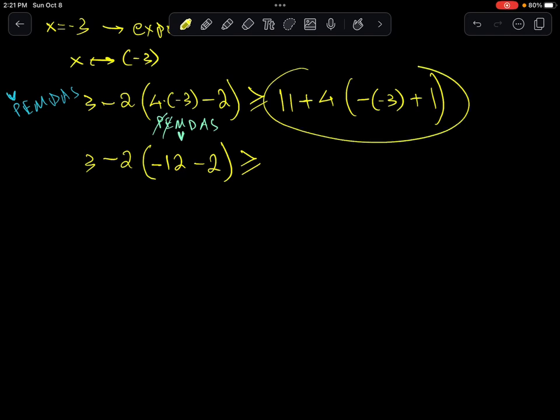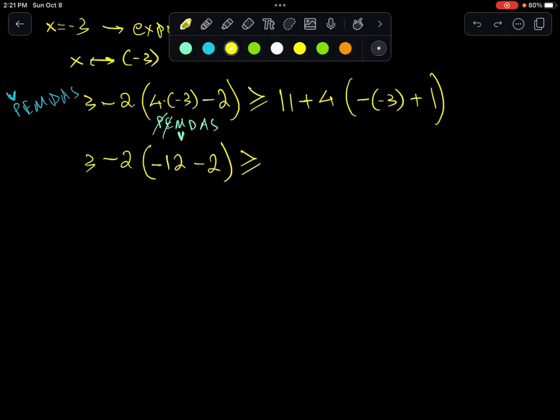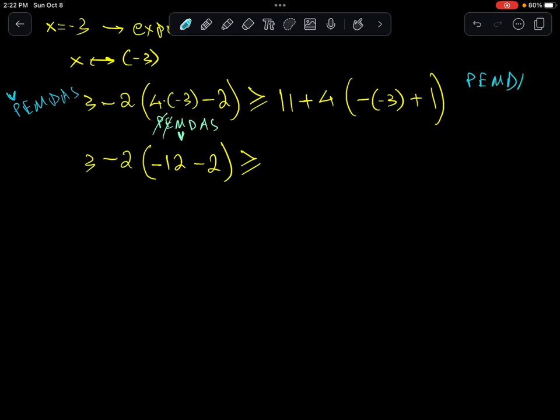Alright, now let's see what I'm gonna do on the right. I will let PEMDAS guide me. So let's write a PEMDAS here. This PEMDAS is going to govern the entire right hand side. Let's start with the P. Do I have a parenthesis?